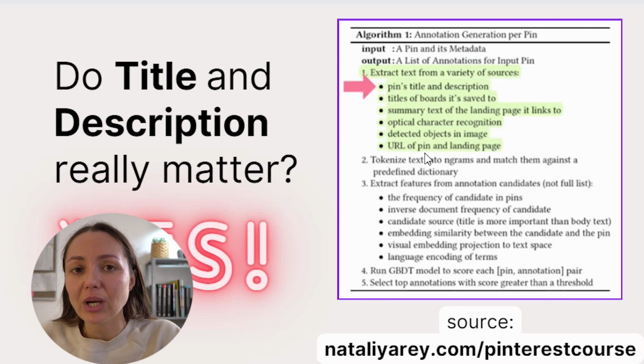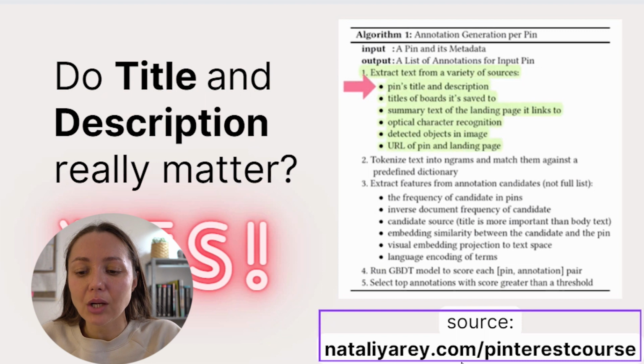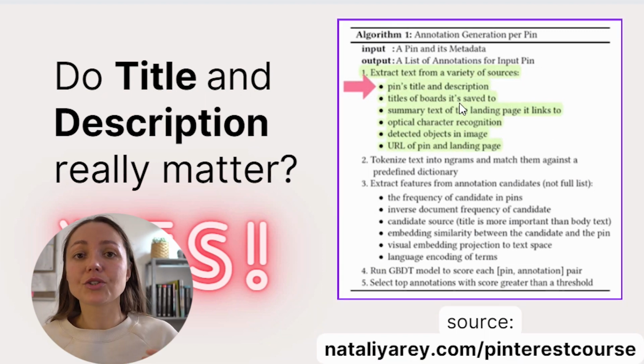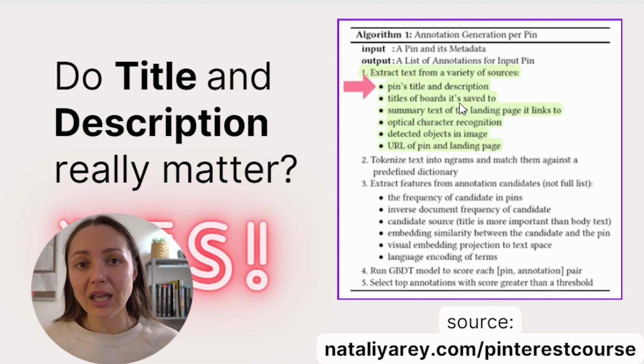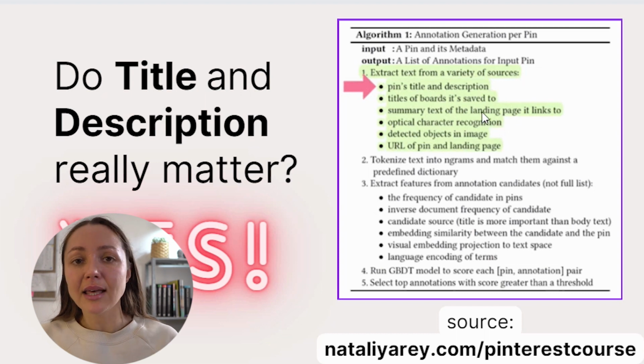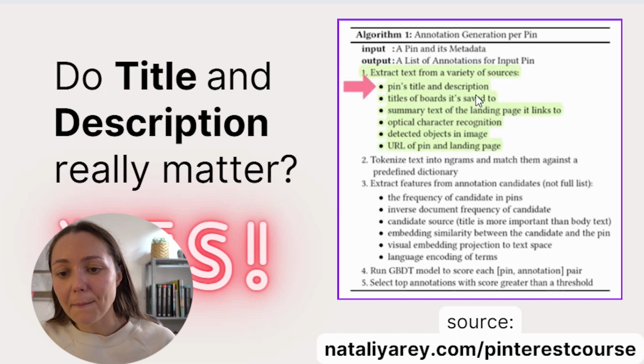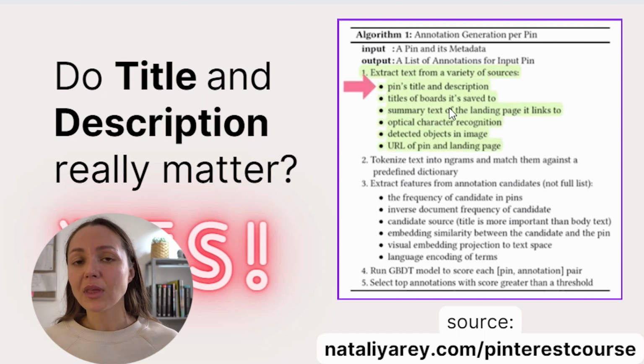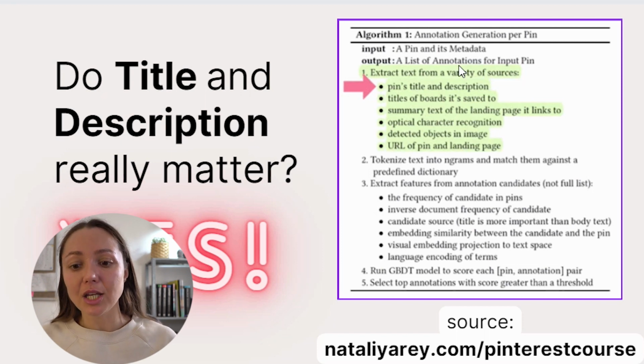The place where I got this from, by the way, is a great Pinterest course that I'm in the middle of right now. You can find it at nataliyaray.com/Pinterest course. And this is what Pinterest tells us determines how high a pin will rank for a specific keyword. The number one thing is the pin's title and description. They have other things like the title of the board it's saved to and the summary text of the landing page it links to, but the pin's title and description is the very first thing Pinterest looks at when ranking a specific pin for a specific keyword, right?